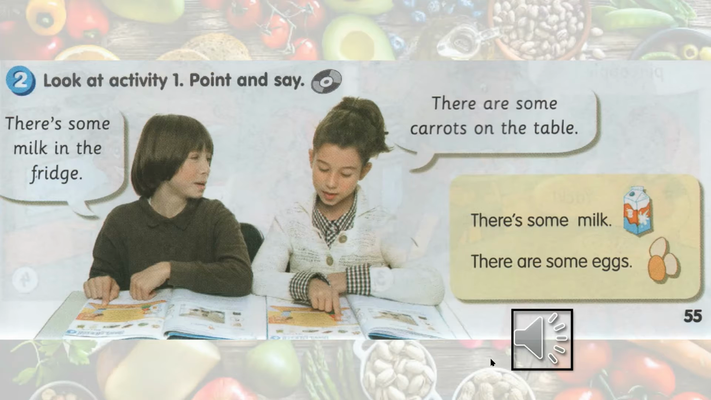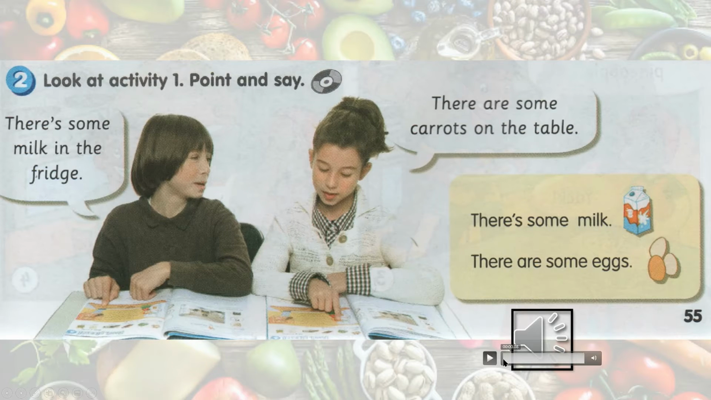Activity 2. Look at Activity 1. Point and say. There's some milk in the fridge. There are some carrots on the table.